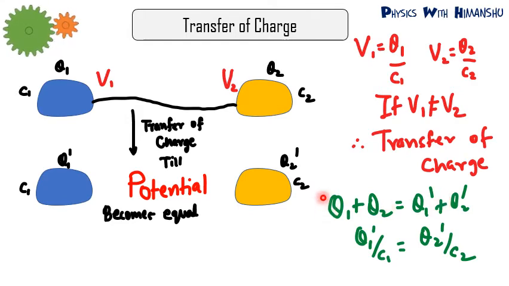So total charge will remain the same. That is Q1 plus Q2 equal to Q1 dash plus Q2 dash. Now, charges will get transferred till potential becomes equal. So what is the final potential on C1?